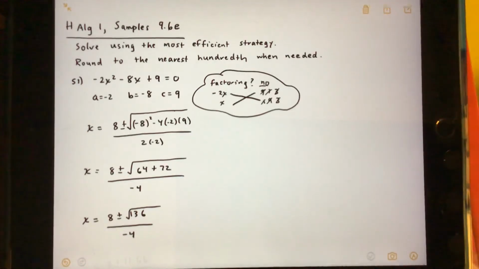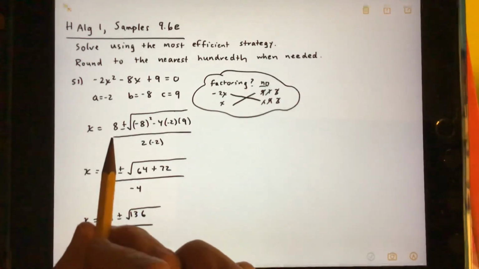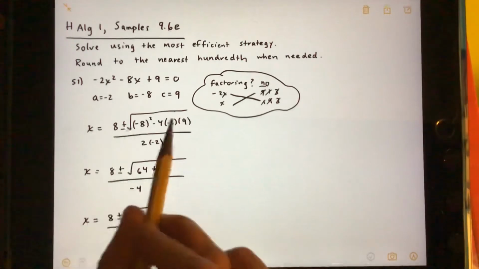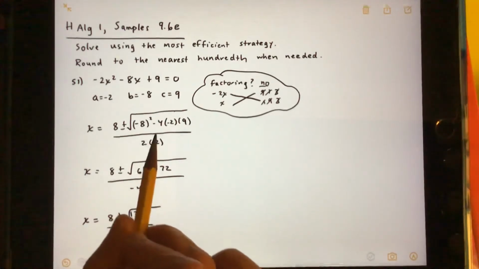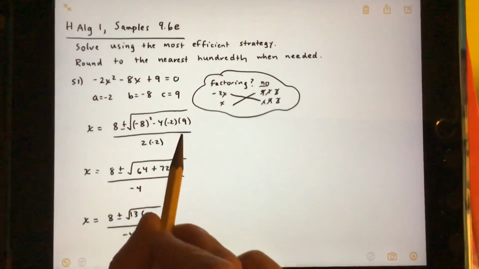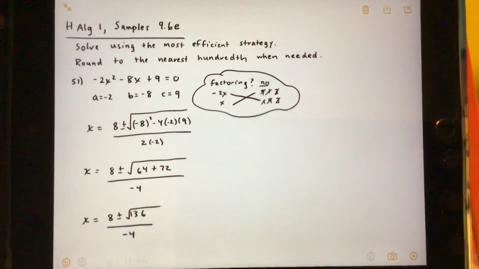So we identify our a, our b, and our c, and then we plug into the quadratic formula. So we have x is equal to the opposite of 8. So that'll be a positive 8 plus or minus the square root of b squared. So we're going to square negative 8 minus 4 times a, which is negative 2, times c, which is 9, all over 2 times a, which is negative 2. Or we can sing through it. X equals the opposite of b plus or minus the square root of b squared minus 4ac all over 2a. And that'll help us remember what to plug in where.